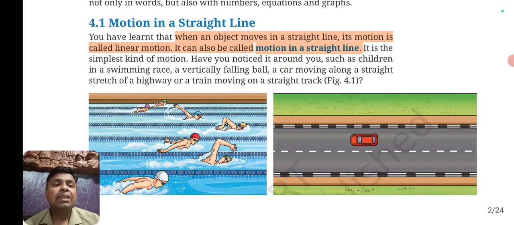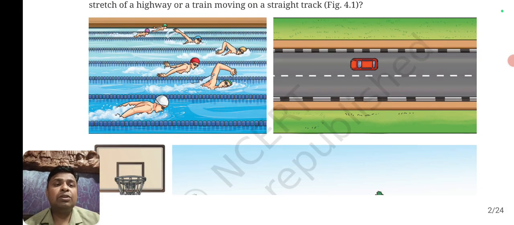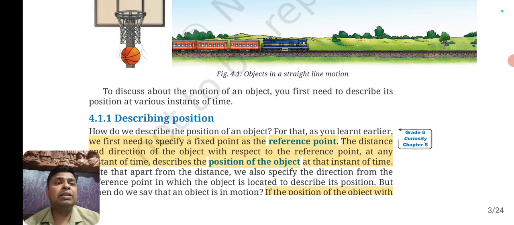Now you might have seen some examples. You can see that a car is moving in a straight line. The people who are in the swimming tank, they are moving in a straight line. A train moves in a straight line on the tracks. You can see an example here.